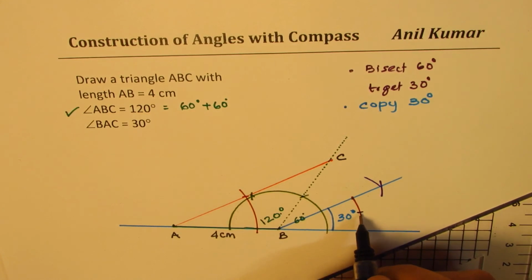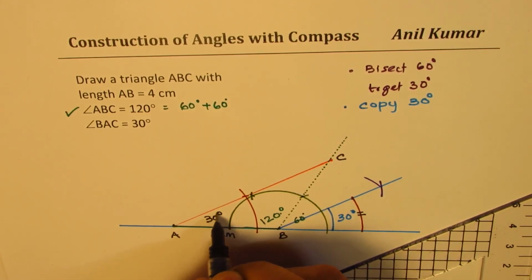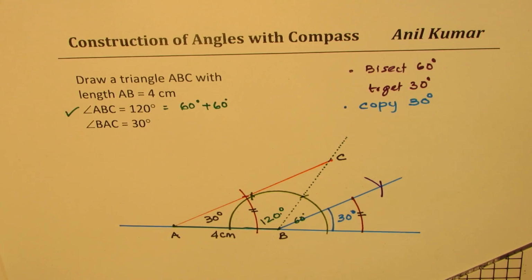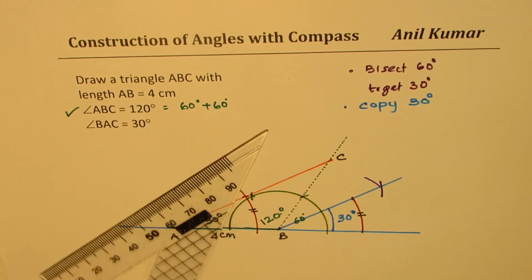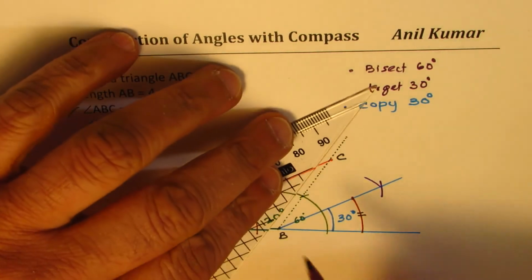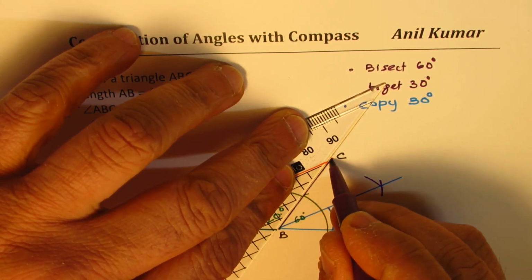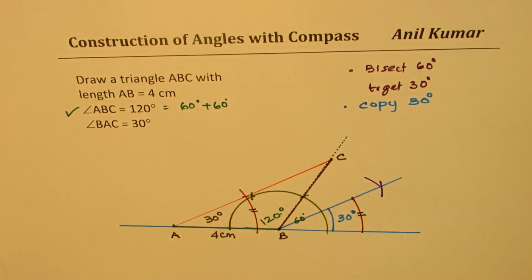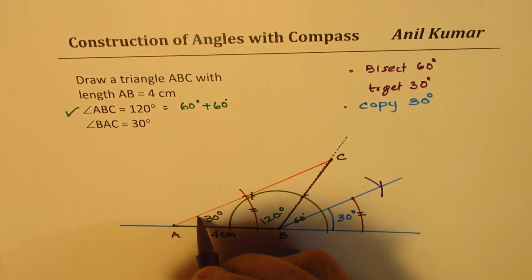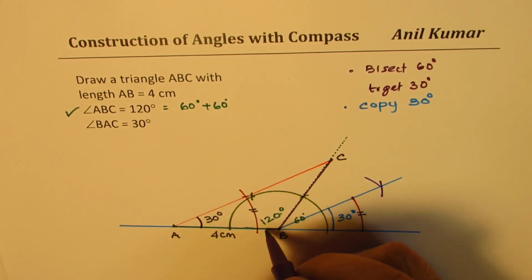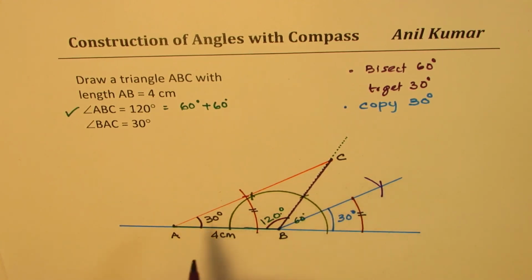Now what I did was I copied this angle. So this is also 30 degrees. Both angles have been copied, so they should be 30 degrees. Perfect. So we get our point C, and now we can actually join the 3 points. So B to C, instead of making dotted, I made it solid now. So we get our triangle ABC, in which the angle at A is 30 degrees, the angle at B is 120 degrees, the length AB is 4 centimeters.